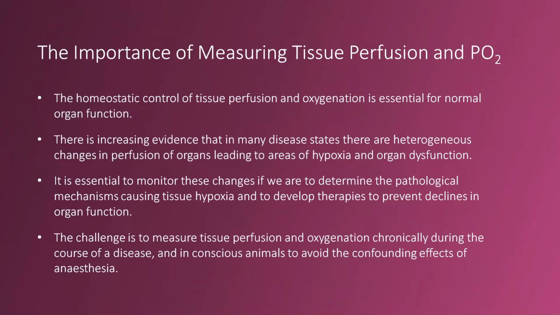Now, the challenge we had in our studies was to measure tissue perfusion and oxygenation chronically during the course of the disease, and to do this in conscious animals to avoid the confounding effects of anesthesia. Our recent studies have demonstrated very dramatically that anesthesia has very powerful effects on tissue perfusion and oxygenation in the kidney. And I'm sure this is true in other organs. This is mainly due to changes in sympathetic activity.